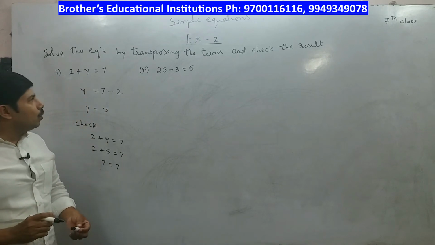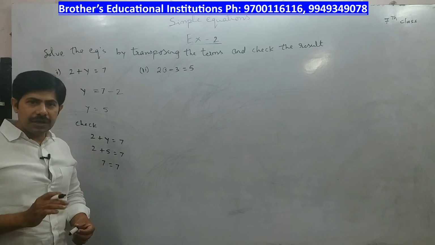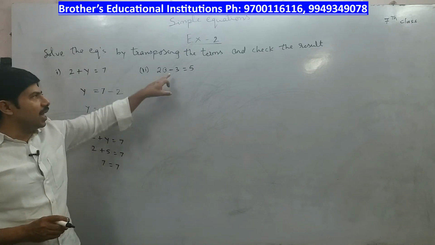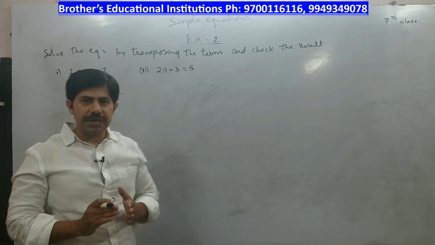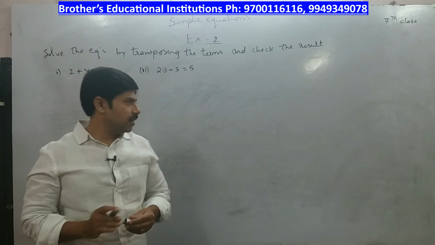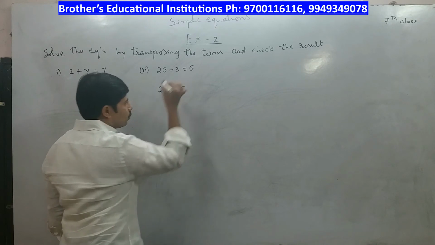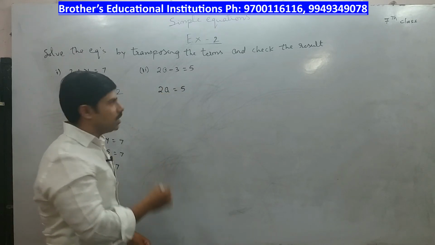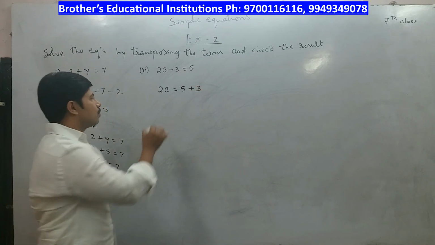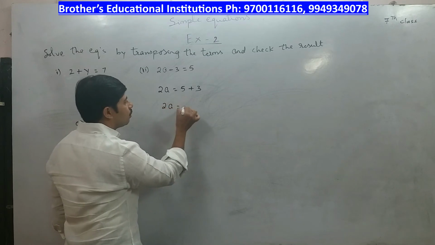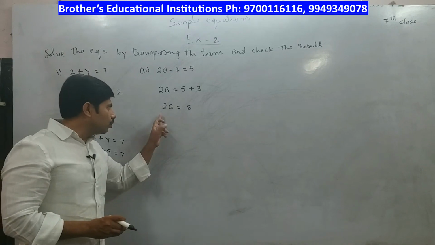Second one, 2a minus 3 is equal to 5. Okay. So first we will transpose the constant term which is in LHS. So we will transpose minus 3. When we transpose minus 3, it changes its sign. It will become plus 3. Now you write 2a is equal to 5 as it is. I am transposing minus 3, it changes its sign, plus 3. So we have 2a is equal to 8. See, 2 times a is equal to 8.